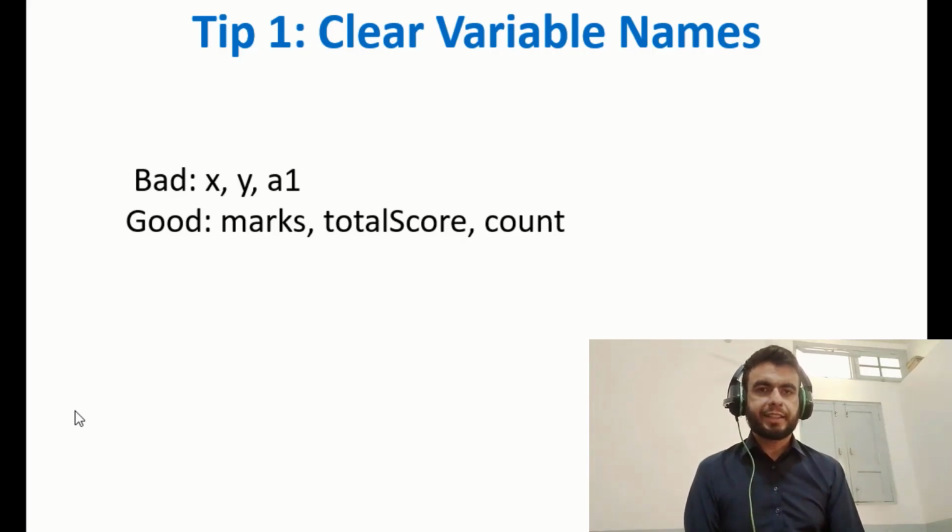The good practice is to write the meaningful name. In case of marks, you have to write marks. In case of total score, you have to write total score. In case of count, you have to write count. You should not write M, T, C, etc.